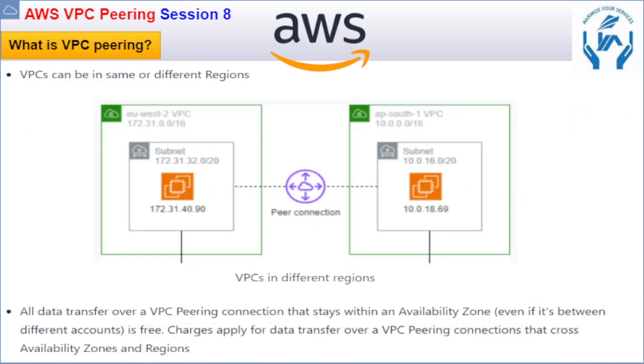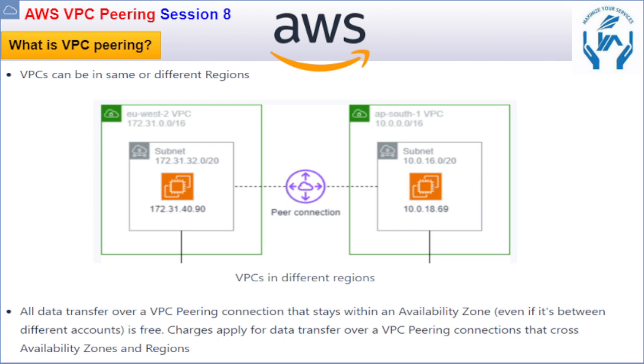Another thing, VPCs can be in the same or different regions. If there is a region USA, there must be at least one VPC, and it can be more than one. And let's suppose another VPC is in AP South, and another is in EU Europe West, then you can pair and connect these VPCs with each other.